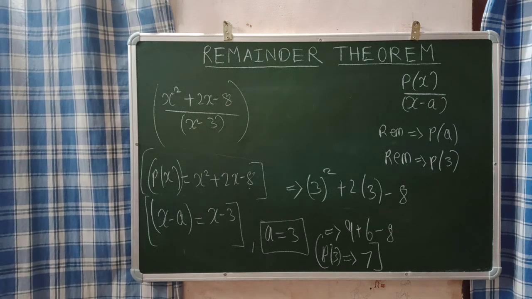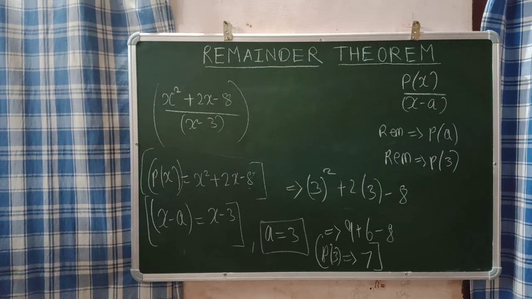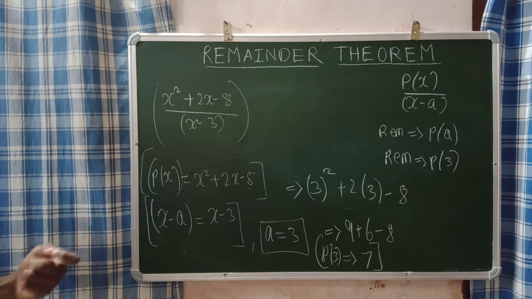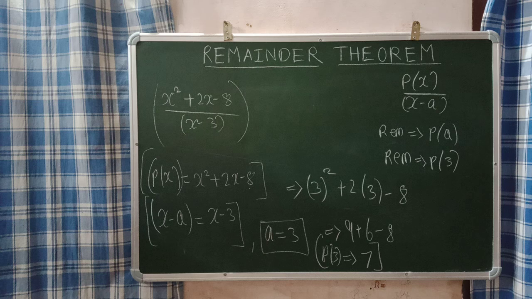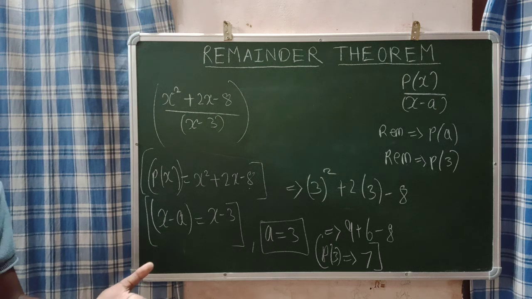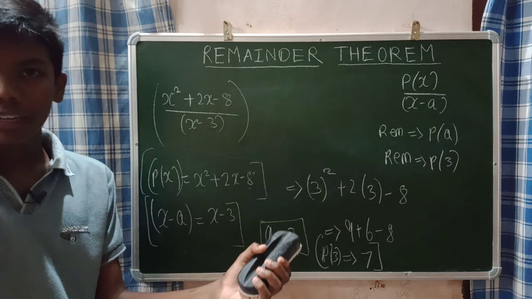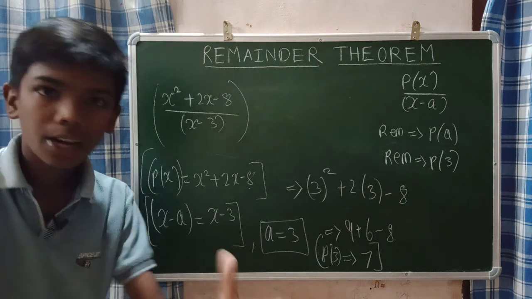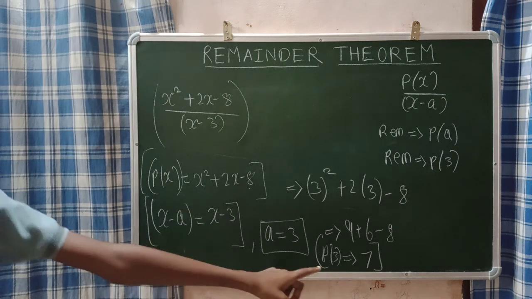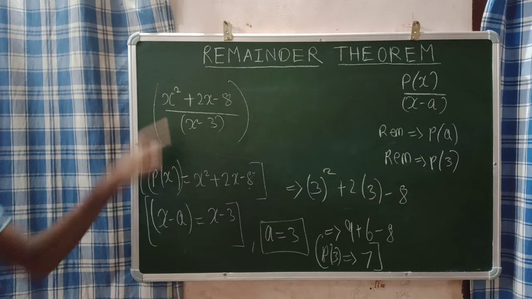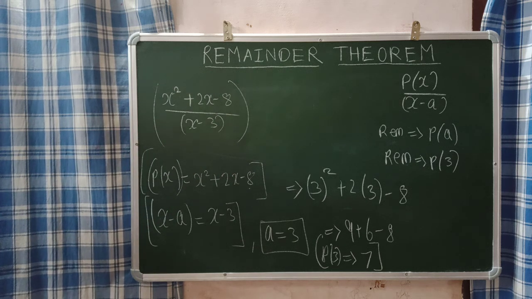I can't explain that long division method again. Basically it's very simple guys. You should know it yourself, because I can't feed you everything with a spoon. So your p of 3 is 7 and that's the remainder for this particular division. So remainder means you know what is remainder.